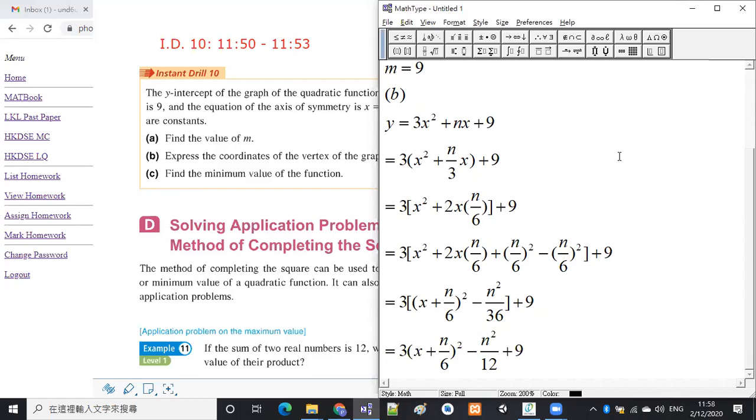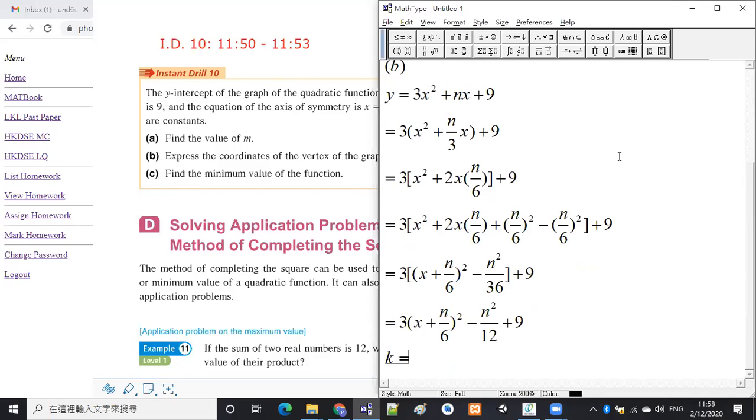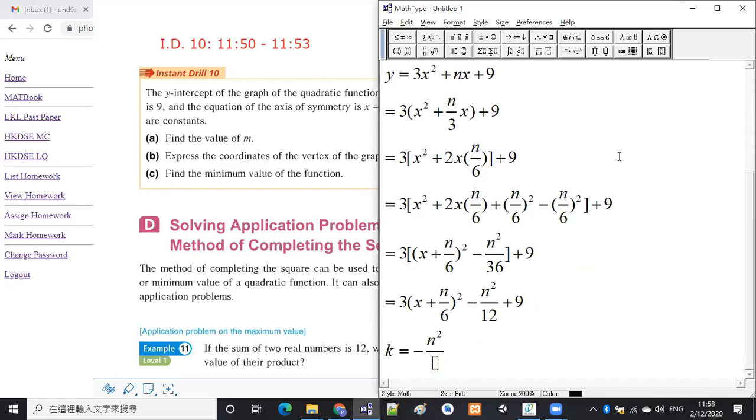Okay? So they are not like terms, so you don't need to add them together. Okay? So this is the method of completing square completed. Okay? And now the k value will be negative n squared over 12 plus 9.